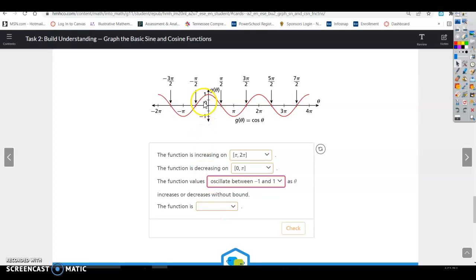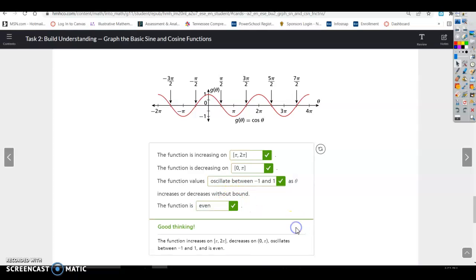And this function, if you look here, this is the y-axis. If you reflect this across to y, that would be a direct reflection there. So this would be an even function. Where the sine function was odd, the cosine is even.